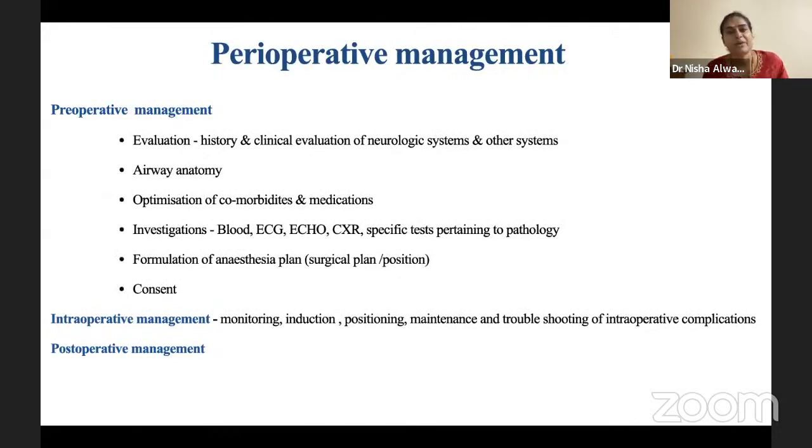So now to the perioperative management of posterior fossa per se. So that was a brief discussion about the preoperative phase. Now about the perioperative management proper. So this comprises preoperative, intraoperative, as well as postoperative management. Preoperative management is not only an evaluation, history taking, but also optimization of the condition. We need to have a good assessment of the airway. We have to optimize the comorbidities and medications. We need to have the investigations. Investigations also depend upon the lesion, the location of the lesion, as well as any specific test.